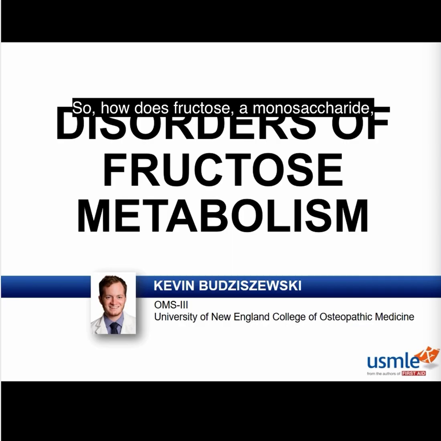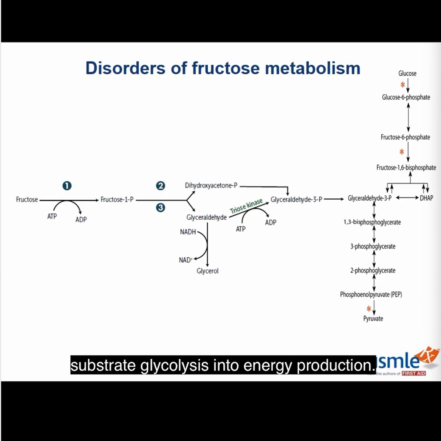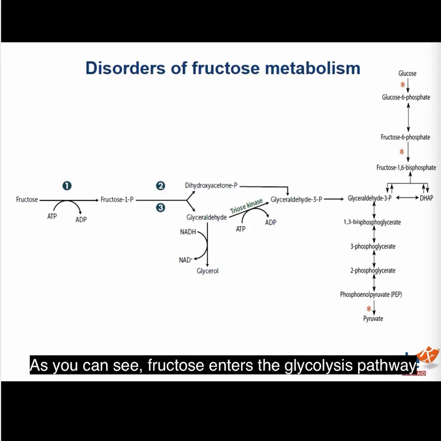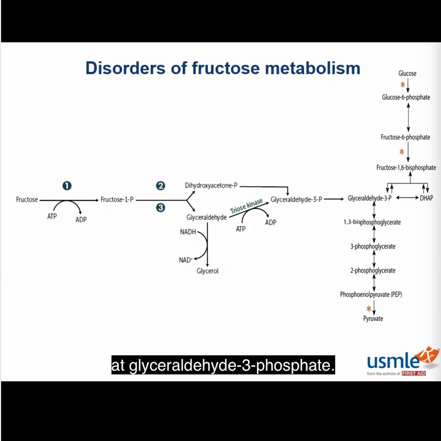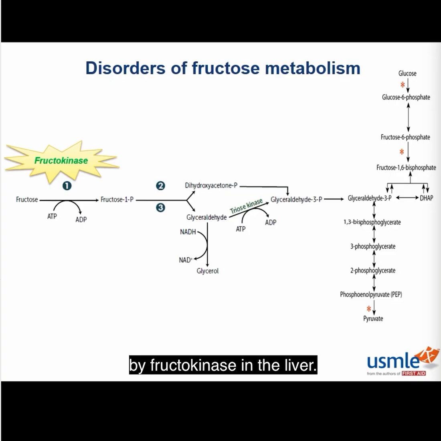So how does fructose, a monosaccharide, fit into metabolism? Well, fructose metabolism is important because it converts a substrate for glycolysis into energy production. As you can see, fructose enters the glycolysis pathway at glyceraldehyde 3-phosphate. Normally, it's converted to fructose 1-phosphate by fructokinase in the liver.